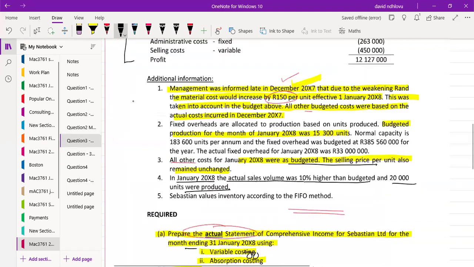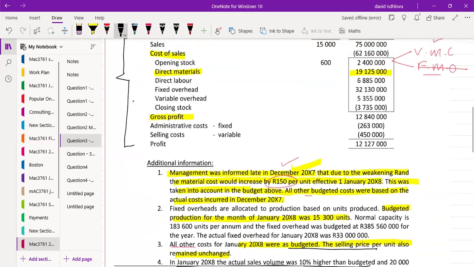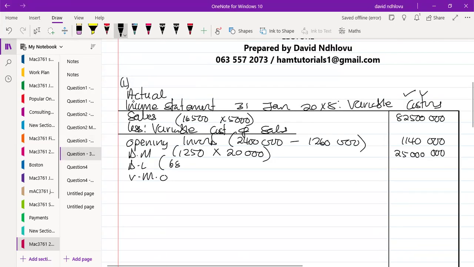Right, so we do the same for direct labor. Our direct labor here is 6,885. This is a variable cost divided by 15.3, which is the budgeted quantity. You then get your cost per unit. Then this time you multiply by the new quantity, which is 20,000. So that we are now having 9 million.